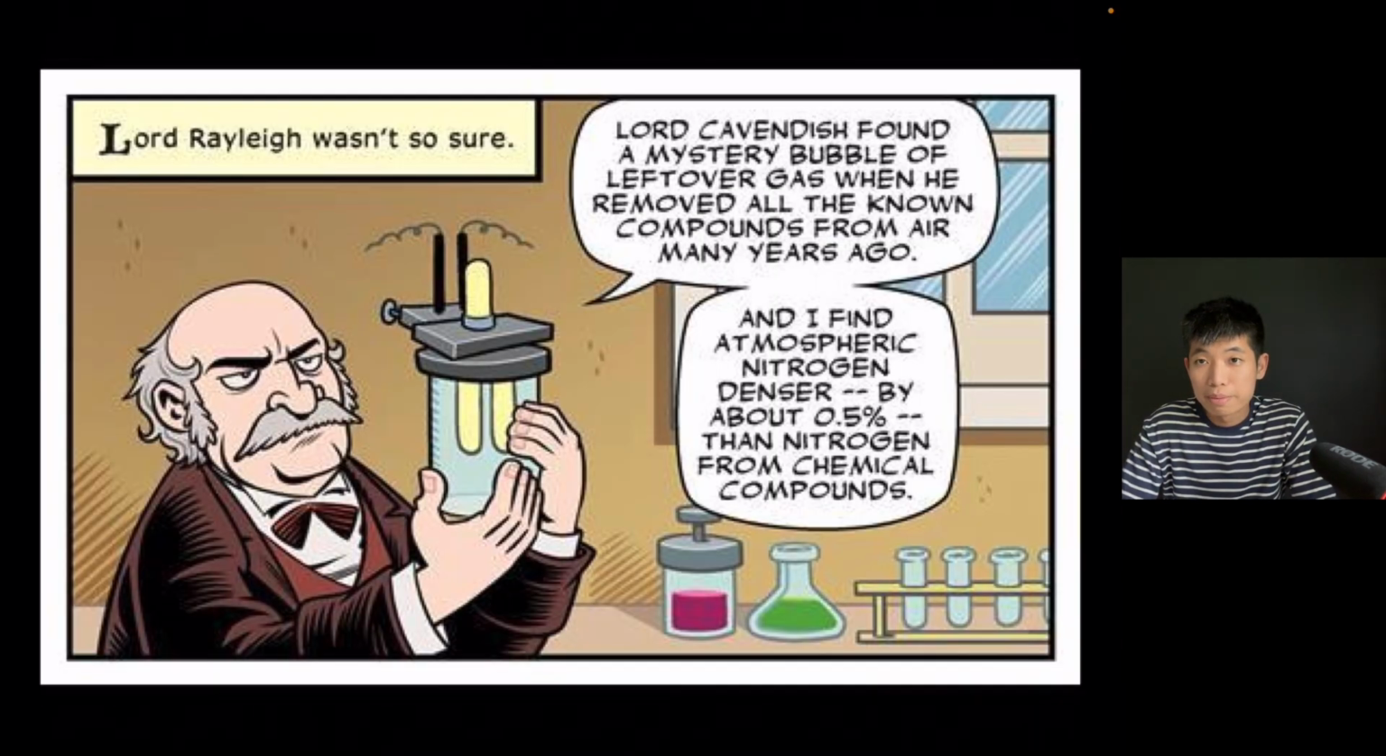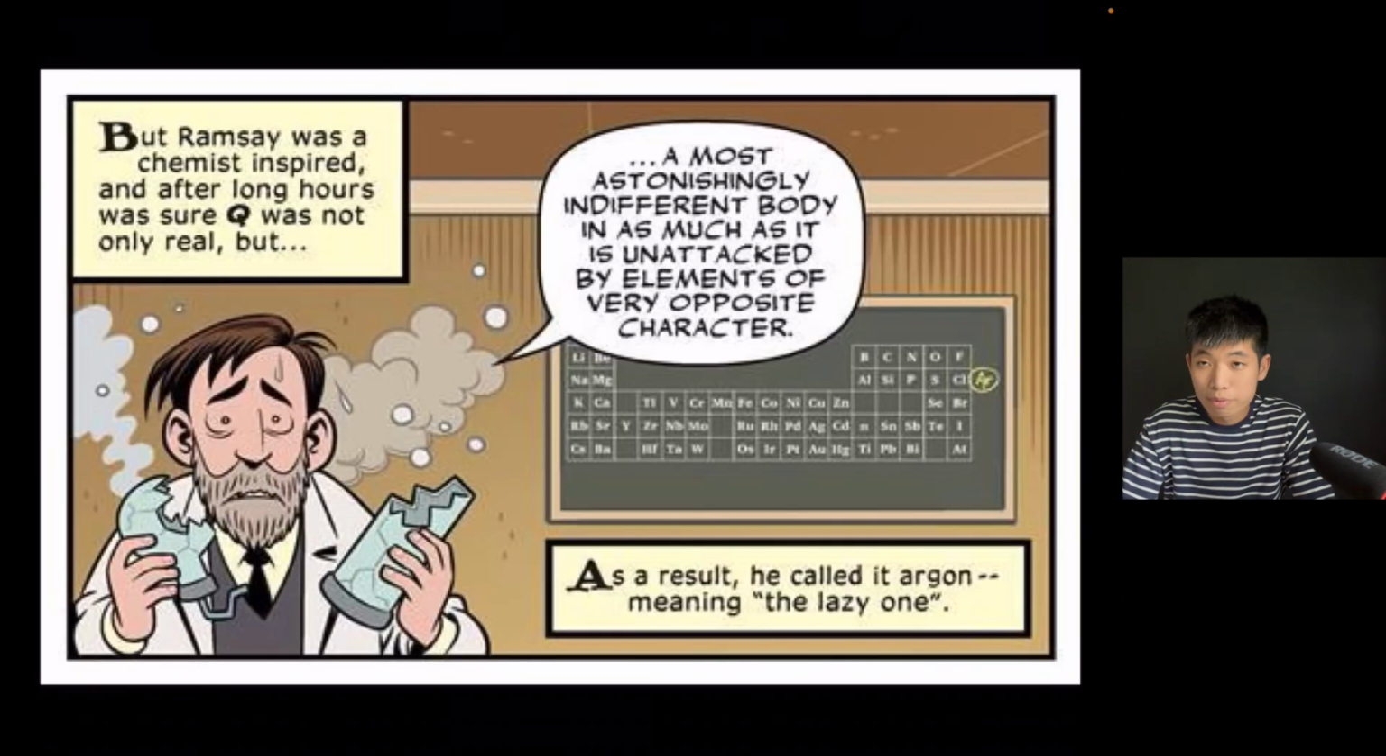This was when a guy by the name of Cavendish took air from the atmosphere, removed all the known compounds from it, and found that the nitrogen obtained was denser than the nitrogen from chemical compounds. And this must be due to something else that is present in air that is not known to man at that time. And that was actually the starting point for the discovery of argon. And argon was so named as the lazy one because it did not form any bonds with any other elements.